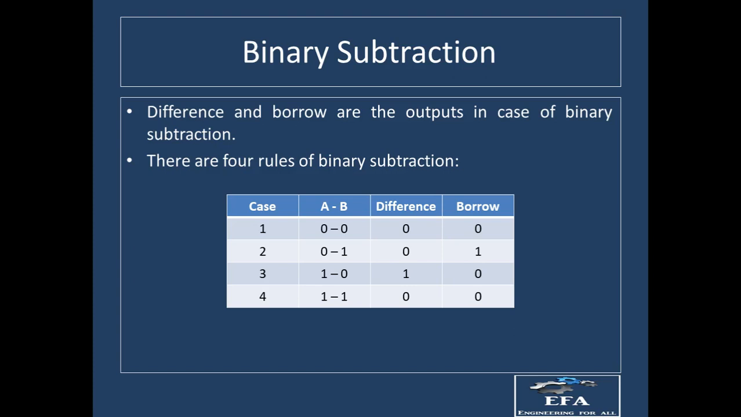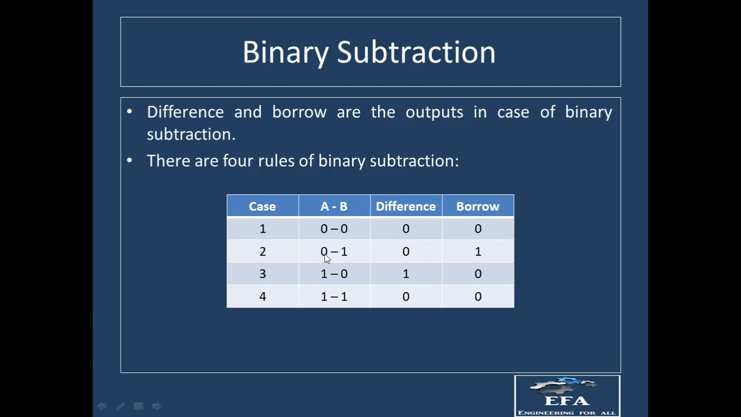Now next comes binary subtraction. In this case again we have four cases. In the first case, number 1, suppose we have 0 and 0 to be subtracted. Both these numbers are equal and their value is equal to 0. So therefore the difference will be equal to 0 and nothing has to be borrowed. Therefore borrow will also be equal to 0.